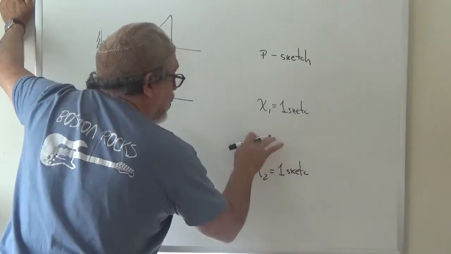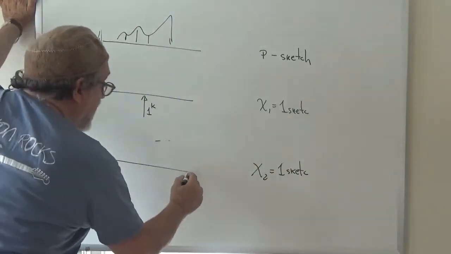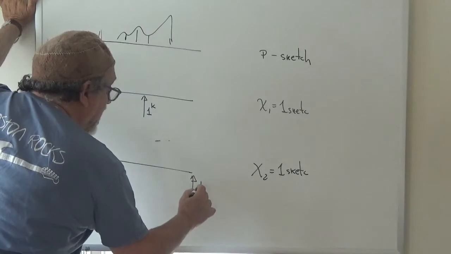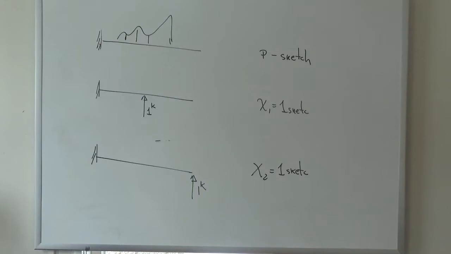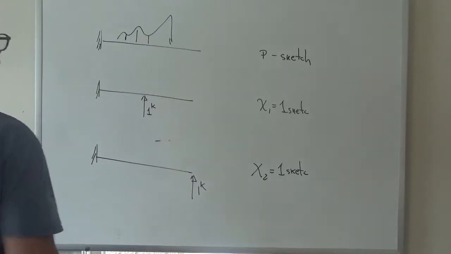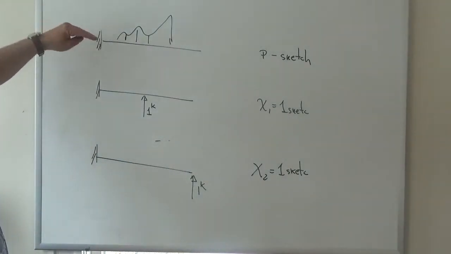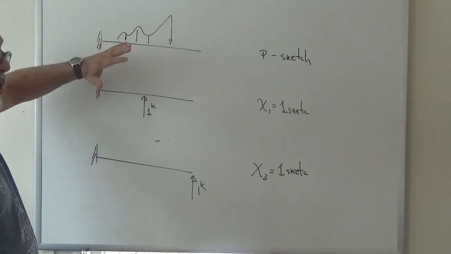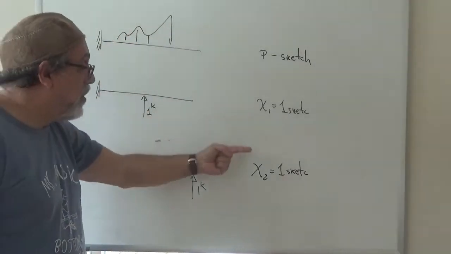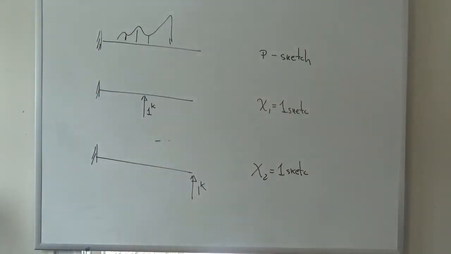And of course, if there were 3, they would have the x3 equal to 1 sketch, the x4 equal to 1 sketch, the x5 equal to 1 sketch, and so on. So this is the P-sketch, which is the primary structure with the loads. And then there is a sketch of the structure with no loads, and each one of the redundants taking unit values. Okay?